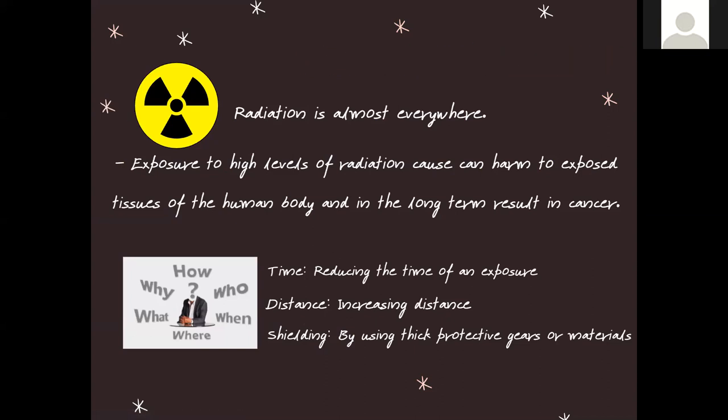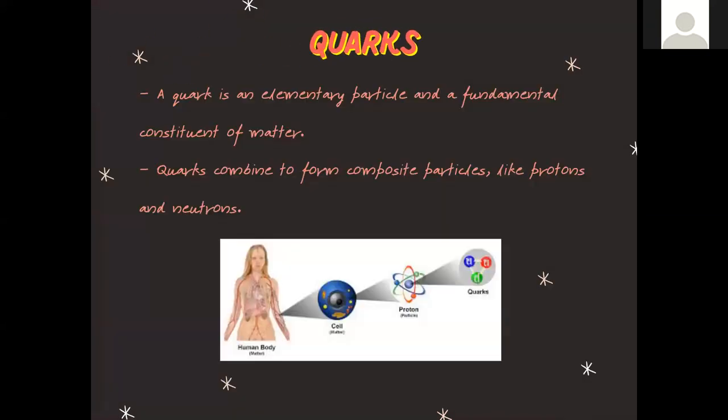And for the last part, I'd like to present about quarks. Quarks are defined as elementary particles, or fundamental constituents of matter, which combine to form composite particles. To put it in simple terms, I have always wondered what is the smallest, most minute particle. We know humans are made up of body cells, and then body cells are made up of protons and neutrons. But what makes up protons and neutrons? The answer is quarks, guys. Protons are made up of 2 up quarks and 1 down quark, and a neutron is made up of 2 down quarks and 1 up quark.